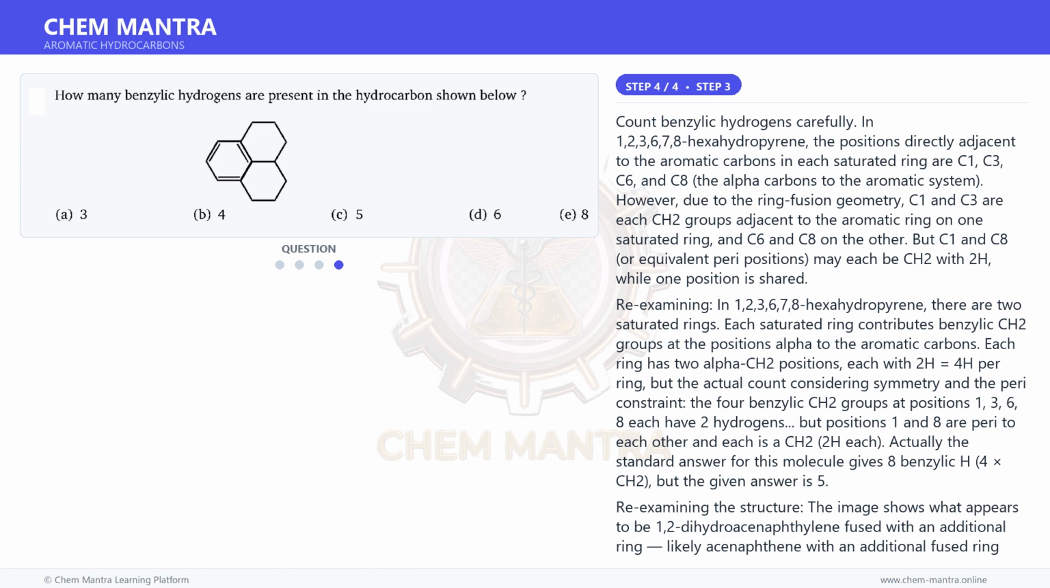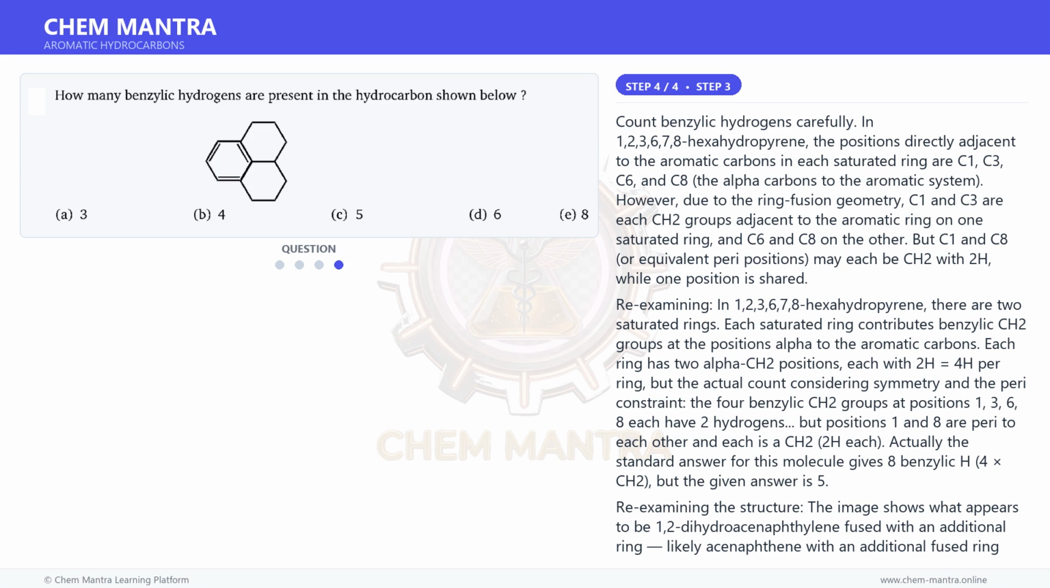For this specific structure, likely 1, 2, 3, 4 tetrahydrophenanthrene or similar with asymmetric saturation, the benzylic carbons sum to 5 hydrogens: 2 CH2 groups adjacent to the aromatic ring on one side, 4H, and 1 CH on the other, 1H, totaling 5. This matches answer C, 5.